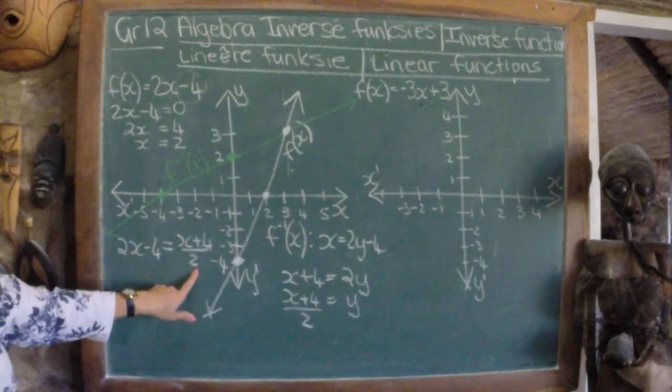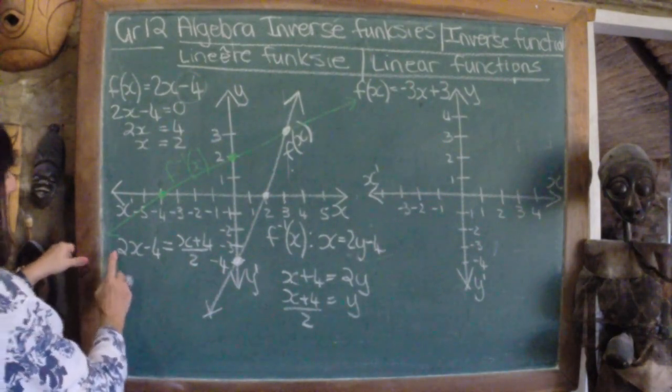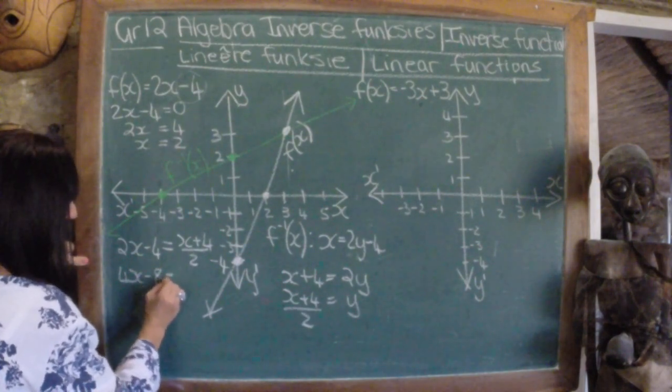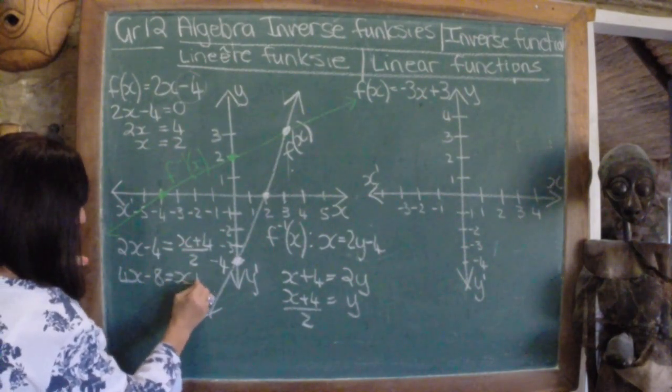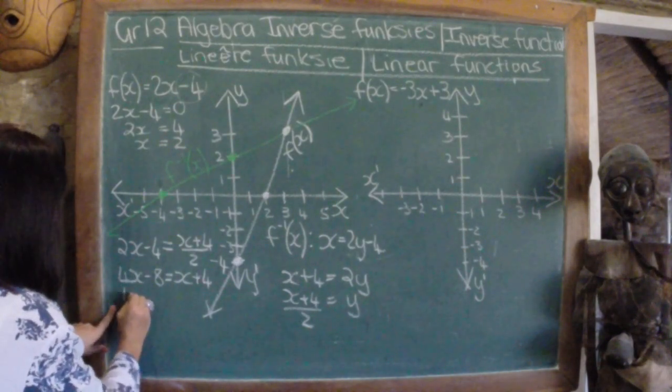Okay, we want to get rid of the fraction, so we multiply with 2 on both sides. We've got 4x minus 8. And if we multiply with 2, that's x plus 4. So now we get all the x's on the one side.